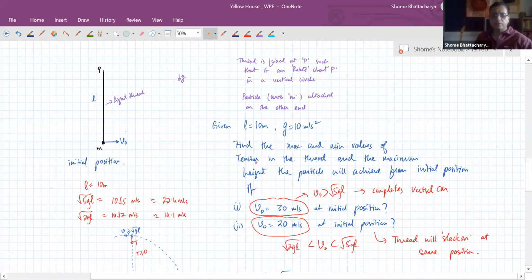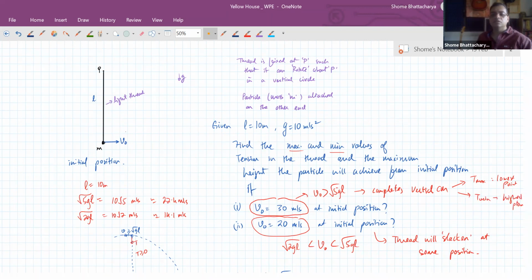So what all we have to find? We have to find the maximum and minimum tension. So when you complete vertical circular motion, the tension will be maximum at the lowest point and tension will be minimum at the highest point. So we'll take care of what those tensions are. Okay. And the maximum height will be 2L.